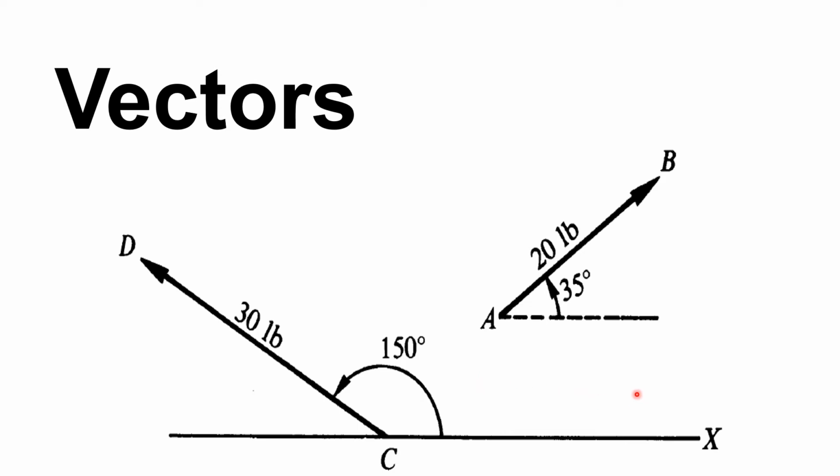Two vectors are said to be equal if they have the same magnitude and direction. A vector has no fixed position in a plane and may be moved about in the plane provided that its magnitude and direction are not changed.